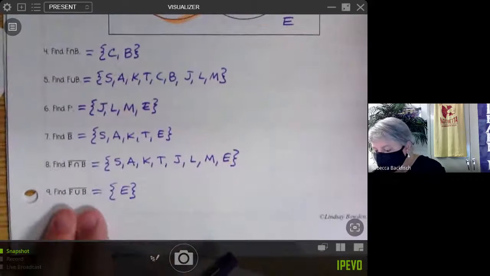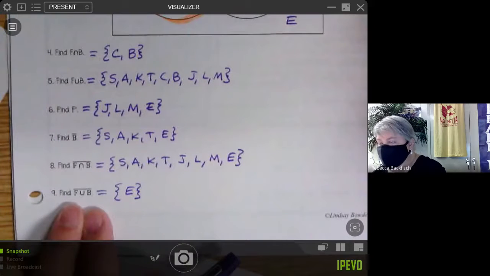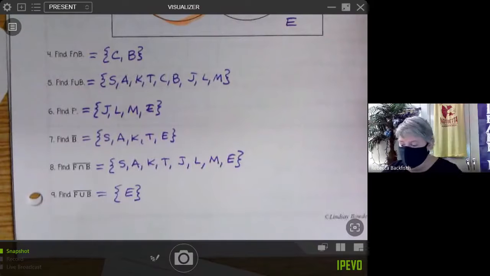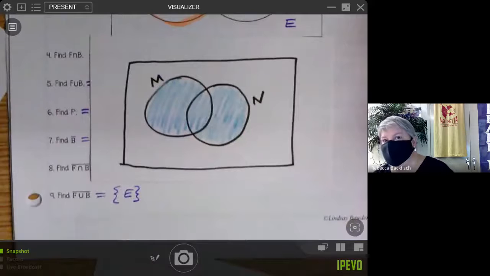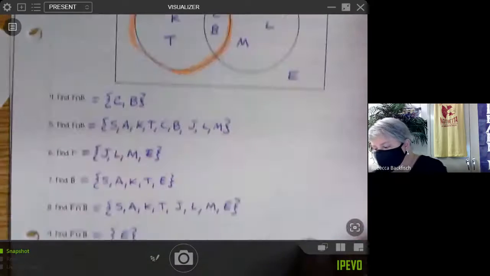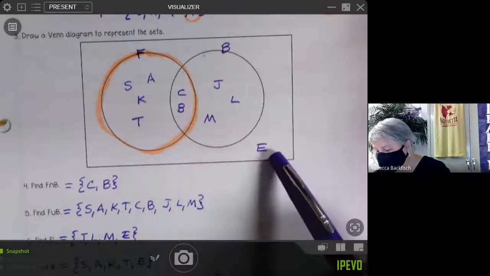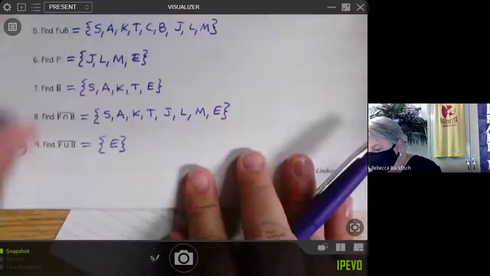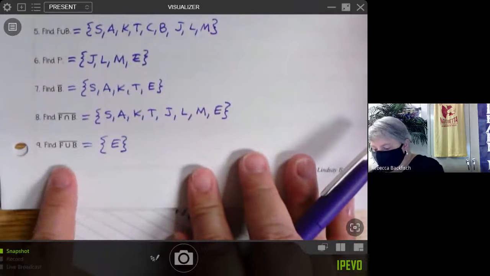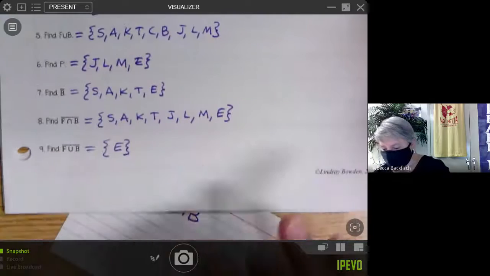And then number 9 is similar to that. It's talking about the union of F and B, which means everything that's in either one. But then above it has a line, so that means not. So anything that's not in the union. The union, image-wise, looks like this. So everything that's not in either of the circles at all basically just means poor little Ethan over here. Ethan's the only one who's not in a circle at all. So that's why Ethan is the only one here when it says not the union of F and B.